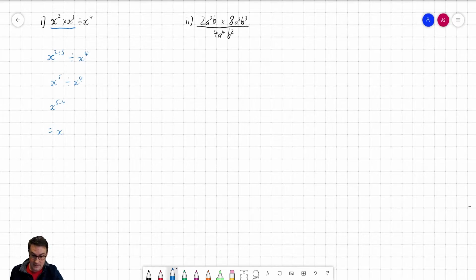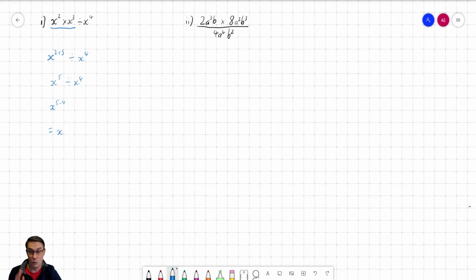In the second example here, it's got lots of different components to it. And again, I'm just going to deal with this one aspect at a time. The first aspect is I just want to deal with the top of it first and just deal with that. So I'm not going to worry about the lower part of this fraction at the moment. So dealing with the upper part, I've got 2 a to the power of 3b times 8 a to the power of 2 b to the power of 3.